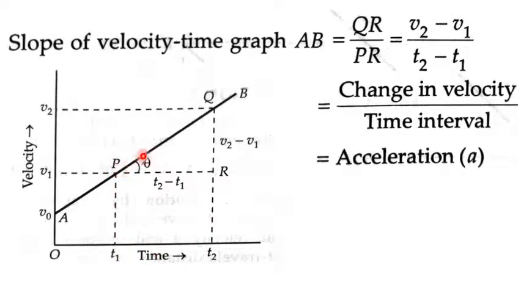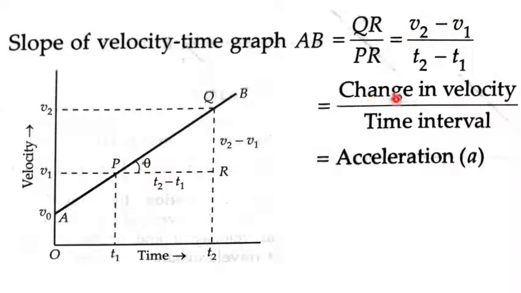So the change in the y-axis is represented by QR. Earlier it was V1, now it is V2. And the change in the x-axis is represented by PR. Earlier it was time t1, now it is time t2. So what is my QR? QR is V2 minus V1. And what is this PR? PR is t2 minus t1. Now what is V2 minus V1?